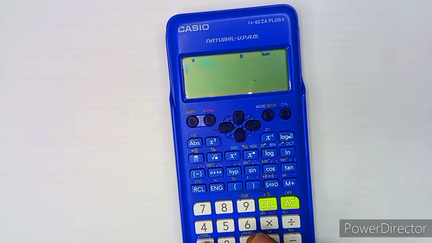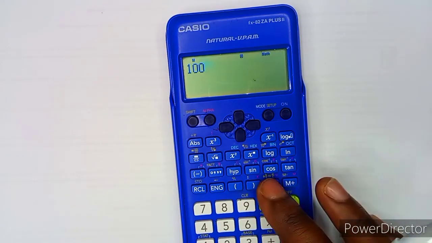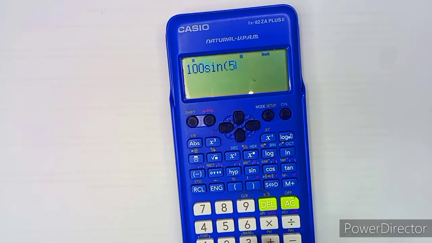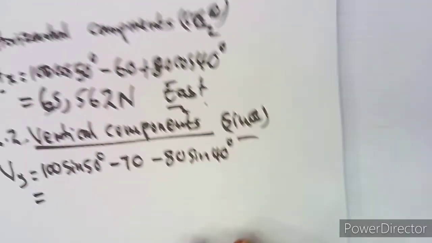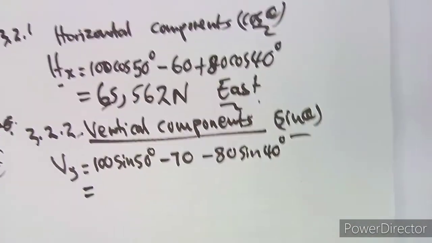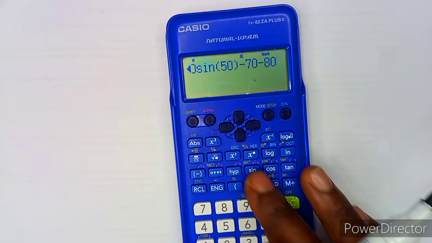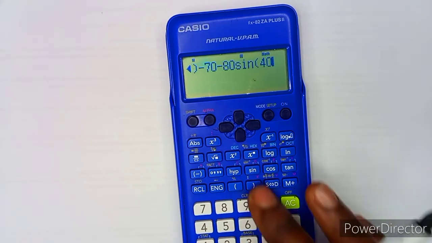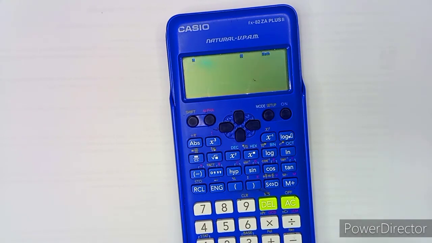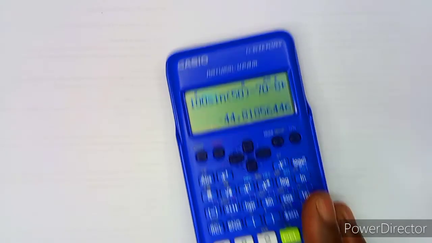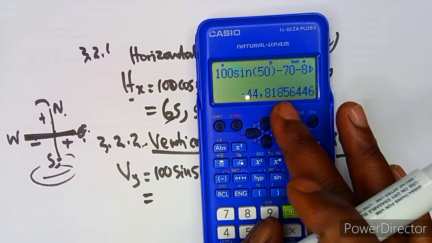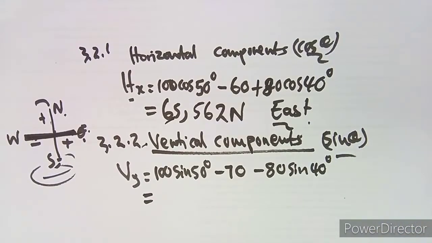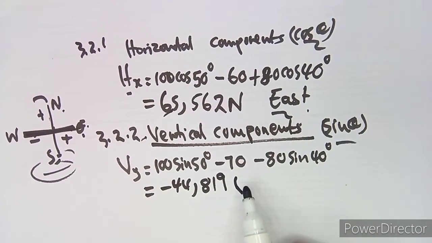using your calculator. This light is too much, that's why I'm removing this. Okay, so it's minus 70. Remember the information that we had here, minus 80 sine 40. Make sure that your calculator is in degrees. So you're going to obtain minus 44 comma something. You round off properly here, so it's going to be maybe 819. So you're going to have minus 44 comma 819 newtons.